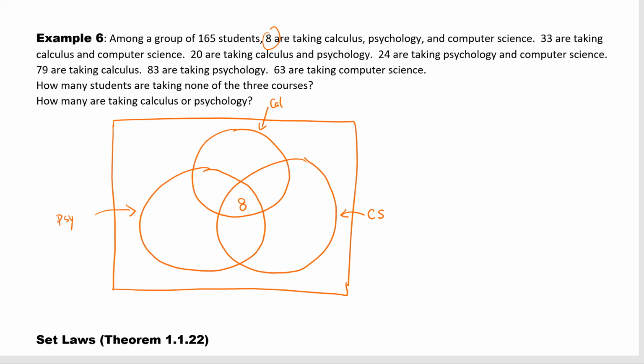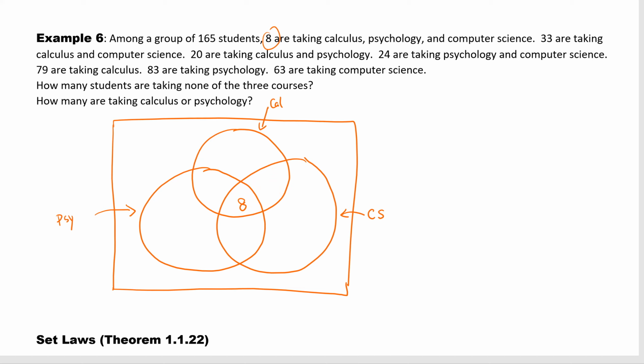Okay, so this is number 8. We have 8 students there. 33 are taking calculus and computer science. Okay, so what is that? Well, calculus and computer science, the intersection is right here. It's right here, and we have 33 students there. So this common region is 33.